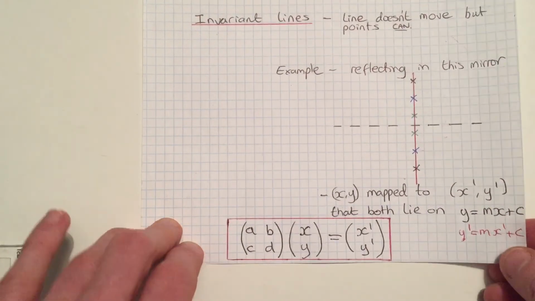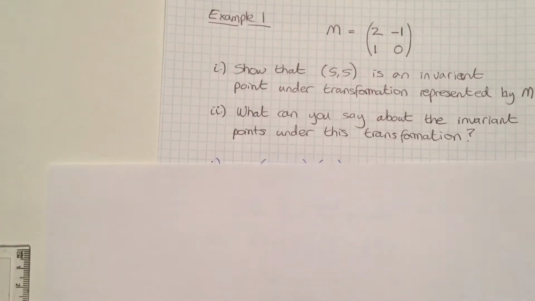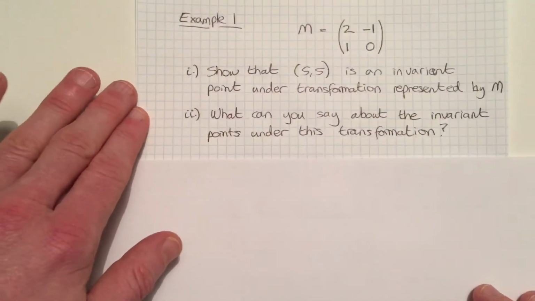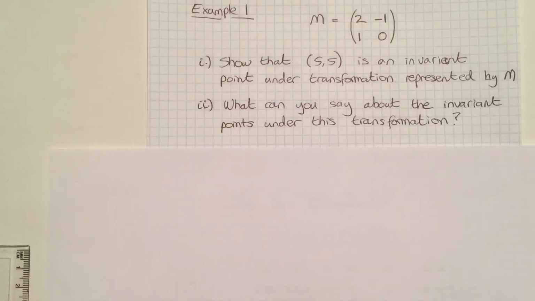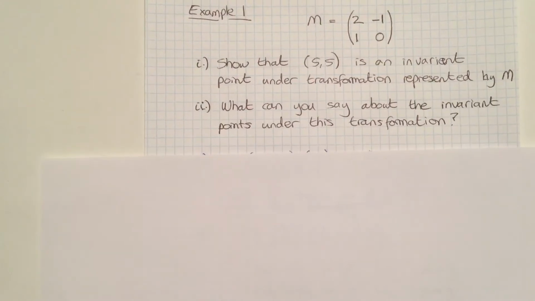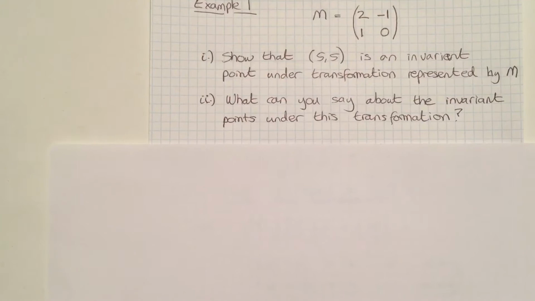We're now going to see how that works with 5 different examples, because this can be tricky. We'll start off with the simpler ones. So I've got matrix 2, -1, 1, 0. And I want to show that the coordinate 5, 5 is an invariant point under that transformation. Then part 2, it asks me what can I say about the invariant points under that transformation.